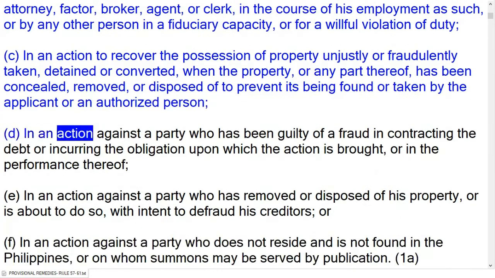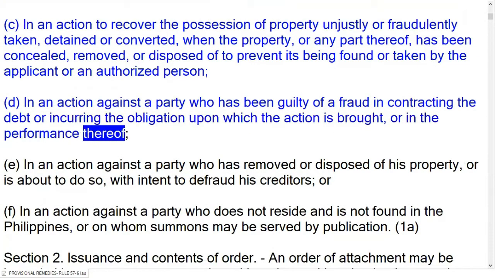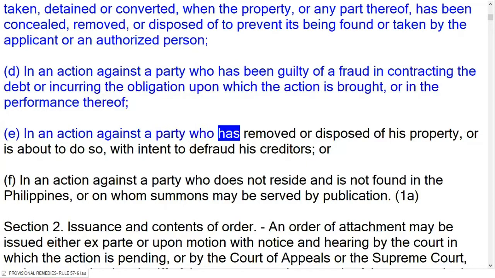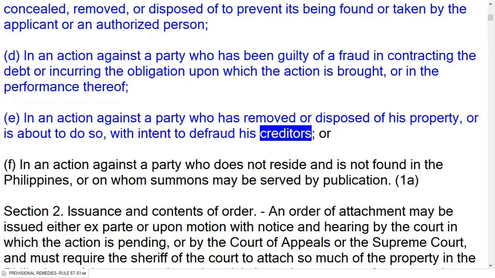D. In an action against a party who has been guilty of a fraud in contracting the debt or incurring the obligation upon which the action is brought, or in the performance thereof. E. In an action against a party who has removed or disposed of his property, or is about to do so, with intent to defraud his creditors.